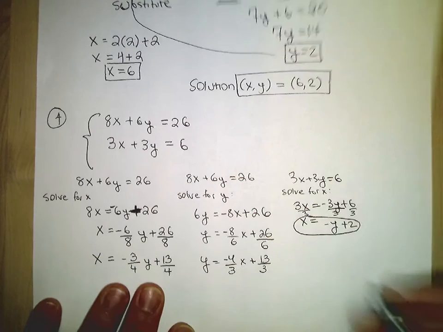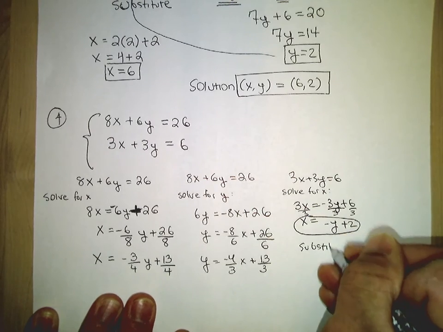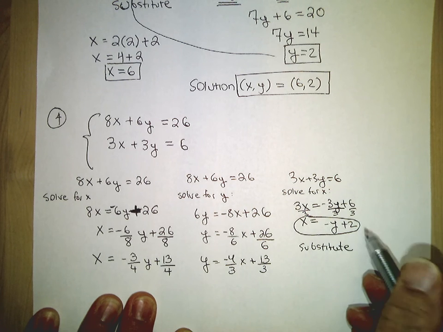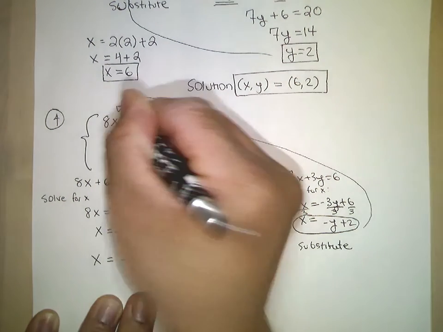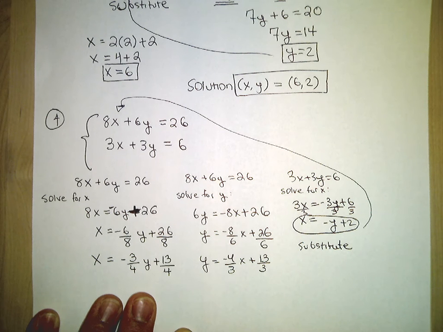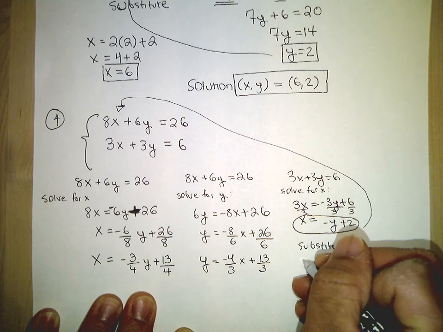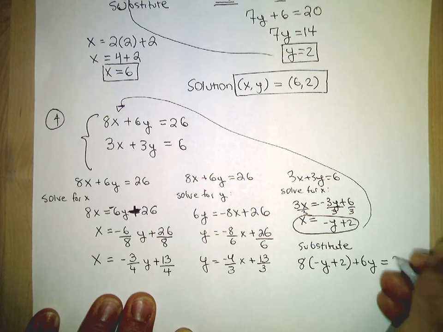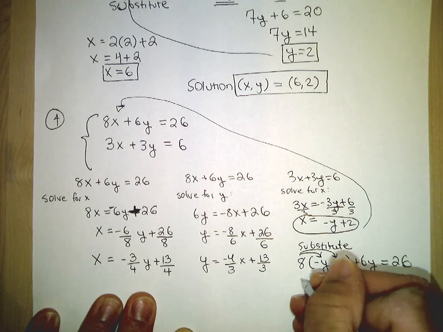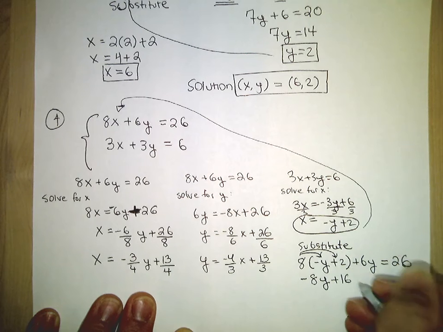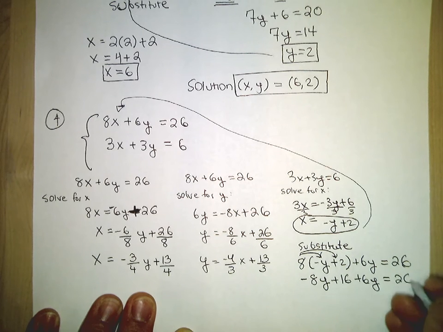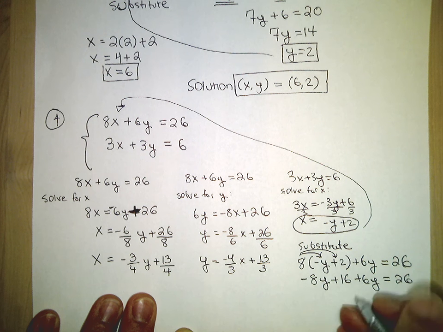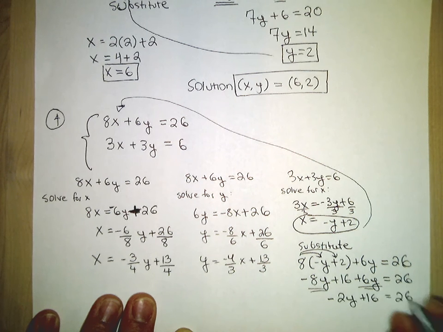And then I can substitute this equation that I have solved for x into the other equation, and I don't have to deal with the fractions. I could deal with the fractions if I wanted to, but I'm not going to. So 8 times (negative y plus 2) plus 6y is 26. Distribute the 8. So negative 8y plus 16 plus 6y is 26. And then combine like terms. So we have negative 8y plus 6y, negative 2y plus 16 is 26.